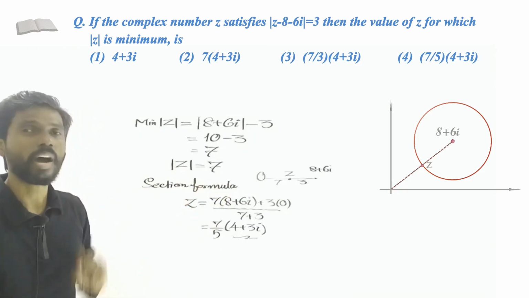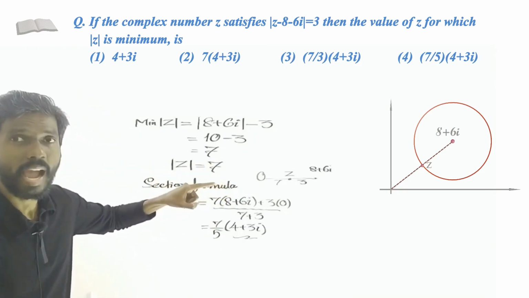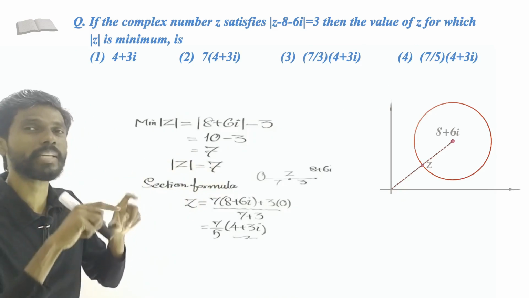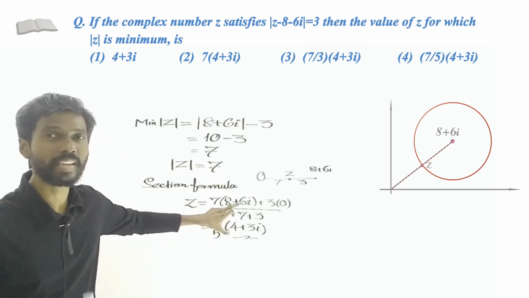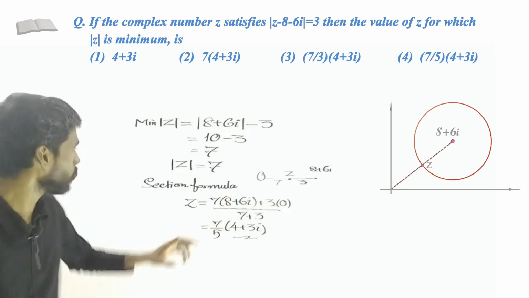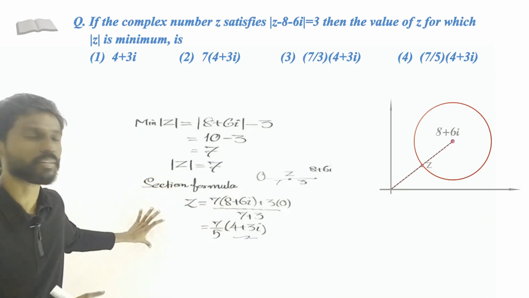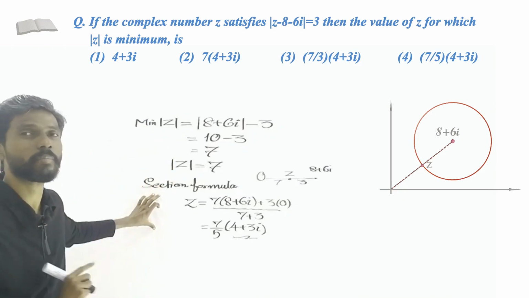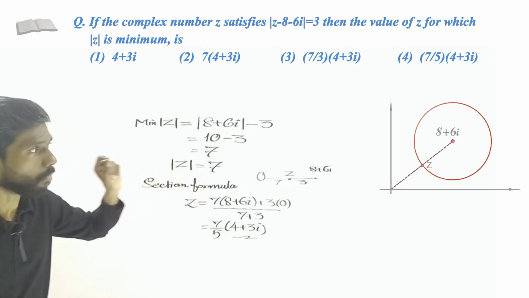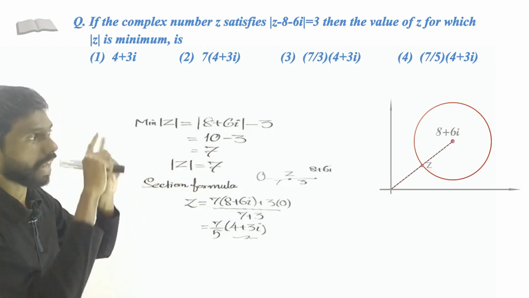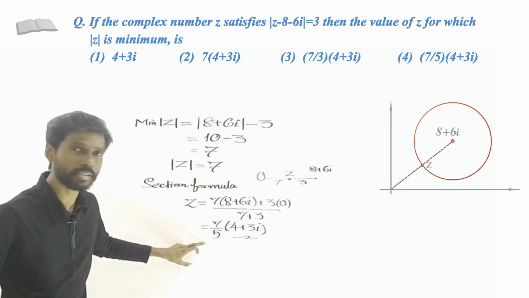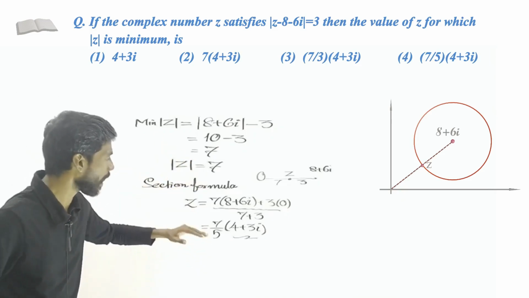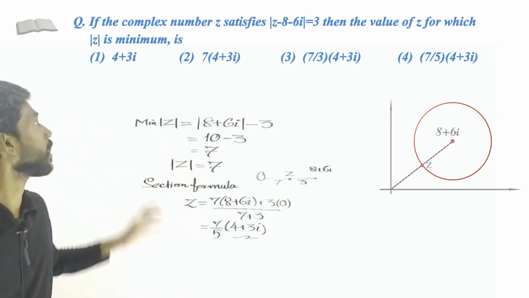We can use the argument method also, because the complex number z and the center lie on the same line through the origin, which means z is a multiple of the center. We can write z as k multiplied by 8 plus 6i, and that k can be found using this modulus. That can also be done, but the section formula is a simple method. We know both these points, and this point lies between them, dividing in some ratio. Using the ratio we can find the answer. So the complex number z lying on the circle which is closest to origin is this. Similarly, the farthest point can be found using a similar idea, using external division. But the answer to this question is simply 4 plus 3i.